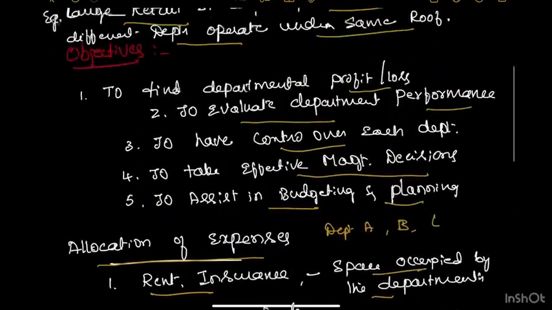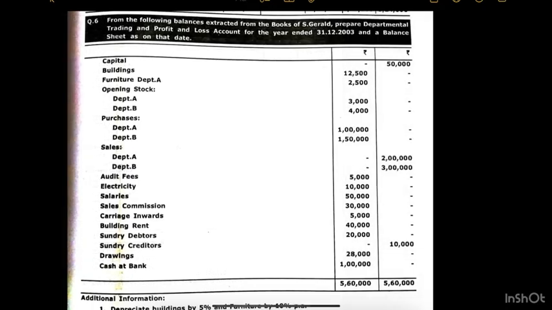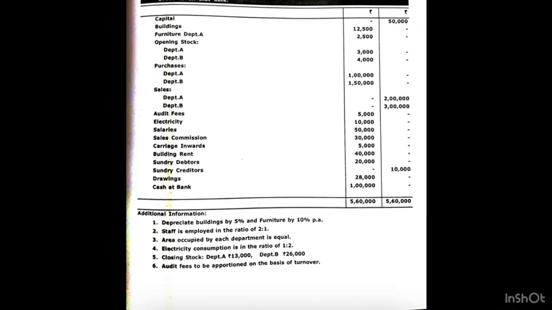I'll take up a simple example to understand this concept. Here is an example, a problem related to departmental accounting. Following are the balances given related to a particular businessman who has maintained departmental accounts, and we need to prepare the trading and profit and loss account for the year ended 31st December 2023, and a balance sheet as on that date. Let's see what information is given.